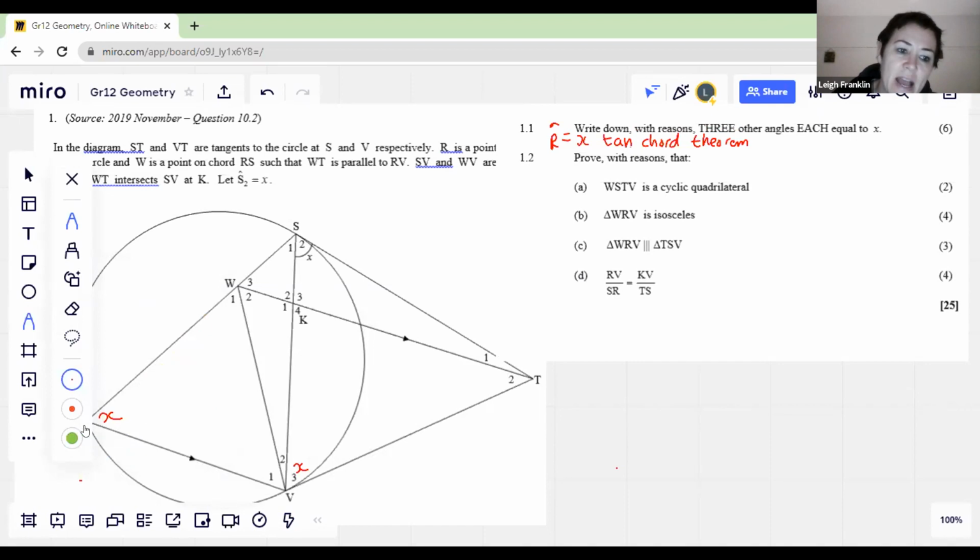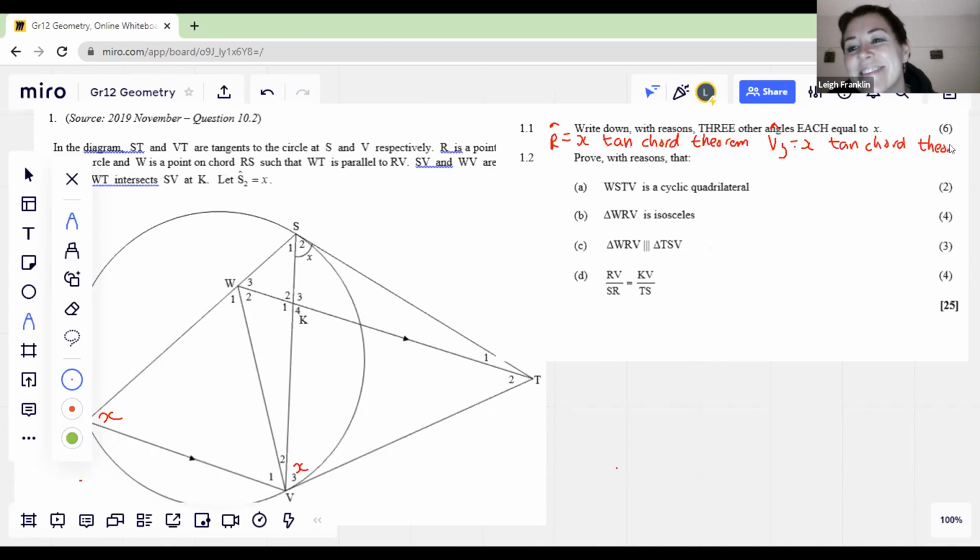Okay, so here is the angle in the alternate segment. Here's the angle between the tangent and the chord, and follow it to the circle. Okay, so because R is equal to V3, tan chord theorem, that means that V3 is also equal to X. So yes, V3 is also equal to X. Also tan chord theorem. Good. All right, now we just need, yes, Mihle.